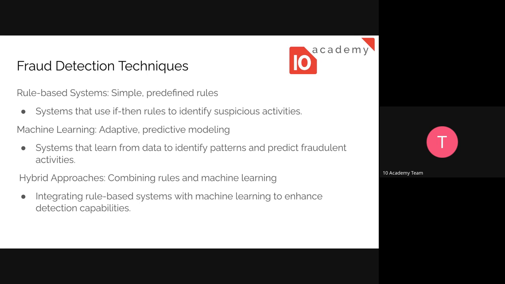The main part that you're going to implement in this week's project is detection techniques. The first detection technique is a rule-based system. It uses simple, predefined rules that will flag a specific activity, maybe a transaction, as fraud. For example, the system uses if-then rules: if this happens, it's suspicious. The number of rules doesn't matter, but the first one is rule-based. The second is machine learning, like the one that you're trying to implement in the week project. The rule-based one is simple, with predefined rules.